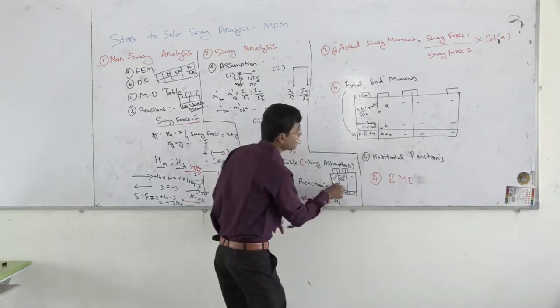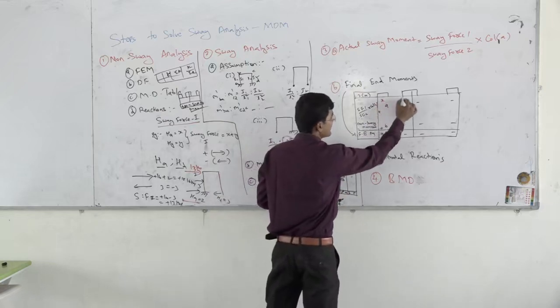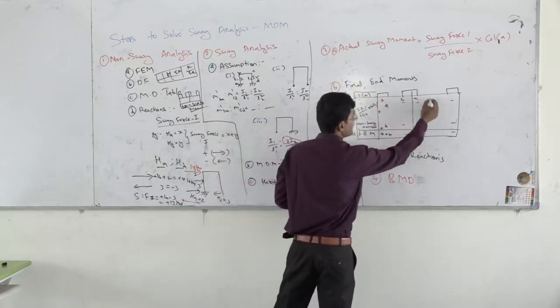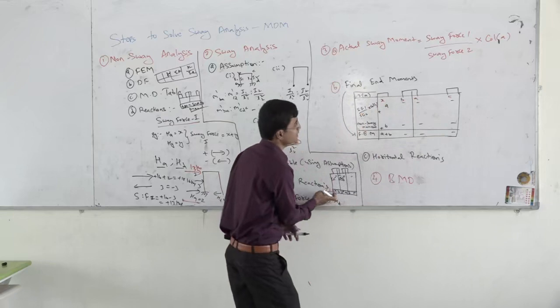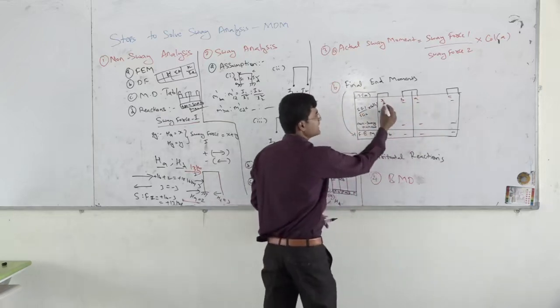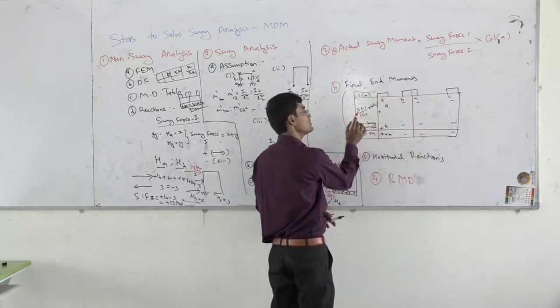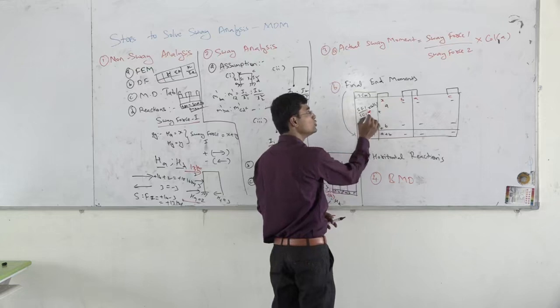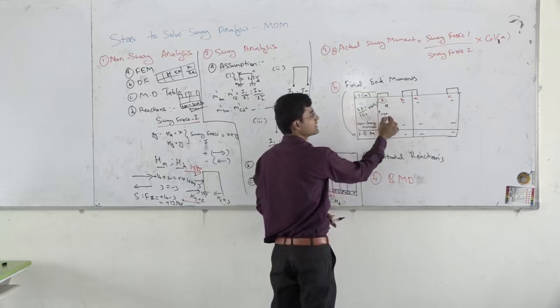Whatever values you have got, here I have got X, here I have got B, here I have got A, here I have got some C. These values you have to substitute. How do you substitute? Sway force 1 by sway force 2 into this value. We made it as this one.